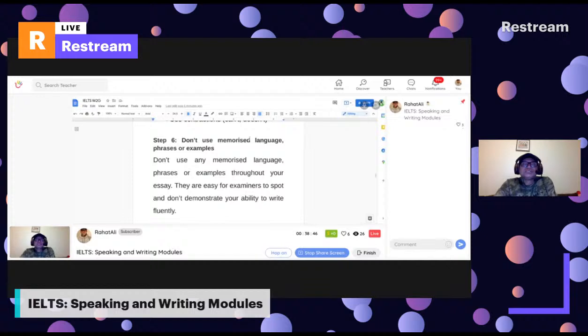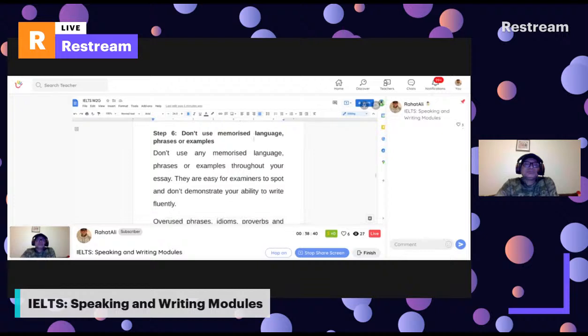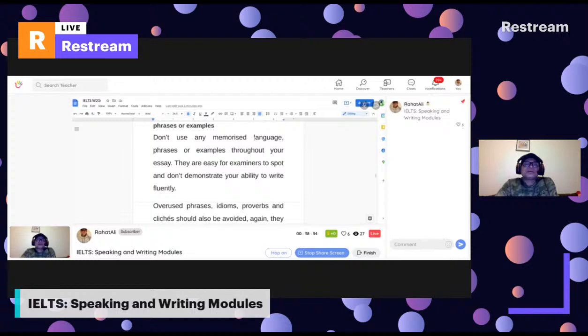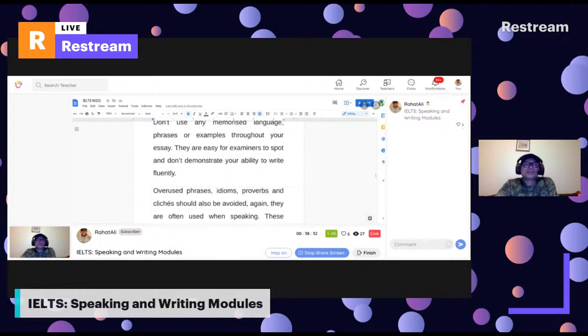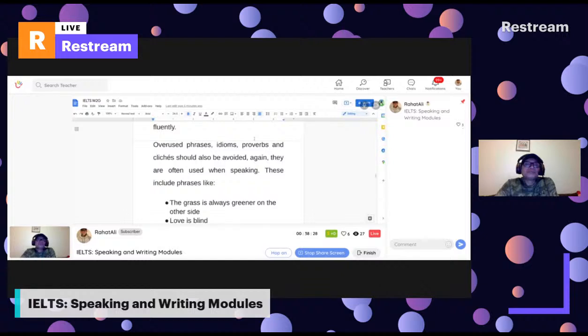Step 6: Don't use memorized language, phrases, or examples. Do not use any memorized language, phrases, or examples throughout your essay. They are easy for examiners to spot and don't demonstrate your ability to write fluently. Overused phrases, idioms, proverbs, and cliches should also be avoided. Again, they are often used when speaking. They are not used in writing.